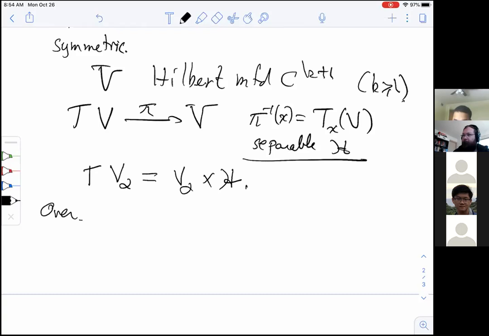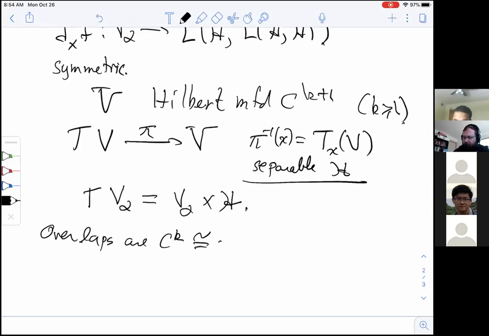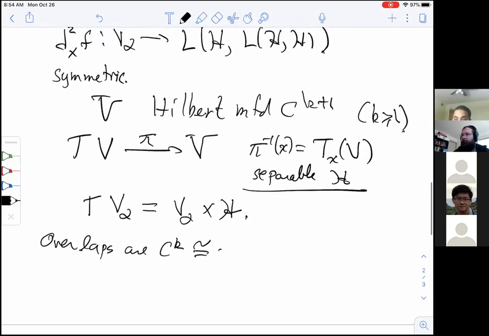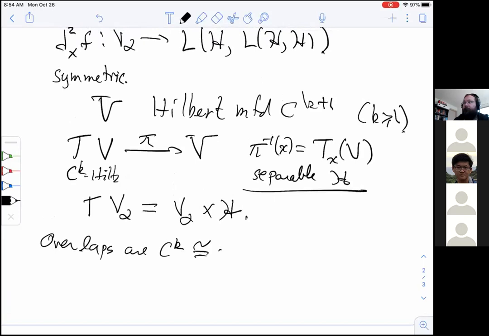And now the overlaps are Ck isomorphisms if you start with a C(k+1) structure. You lose one derivative when you calculate what happens in the tangent vectors because it involves the differential of the overlap function. So you lose a derivative. But anyway, this is a Ck Hilbert manifold, and this is a Ck smooth projection. The fibers are Hilbert spaces.